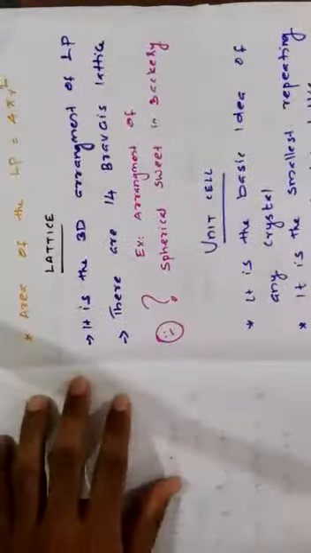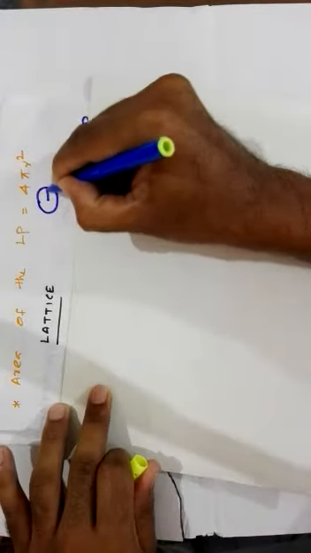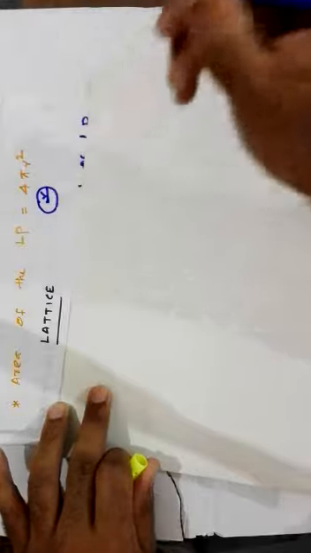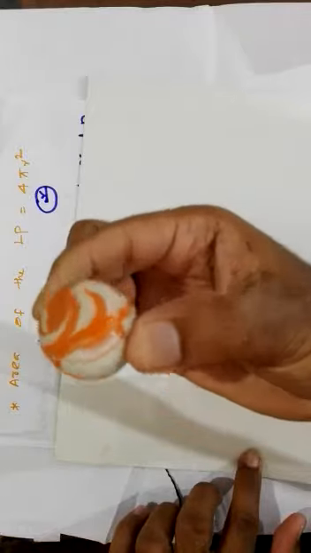And the area of the lattice point can be calculated by 4 π r², where r is equal to the radius of the lattice point. Therefore, a lattice point can be considered like a ball. You can consider a lattice point like a ball, and r is the radius of this hard sphere.